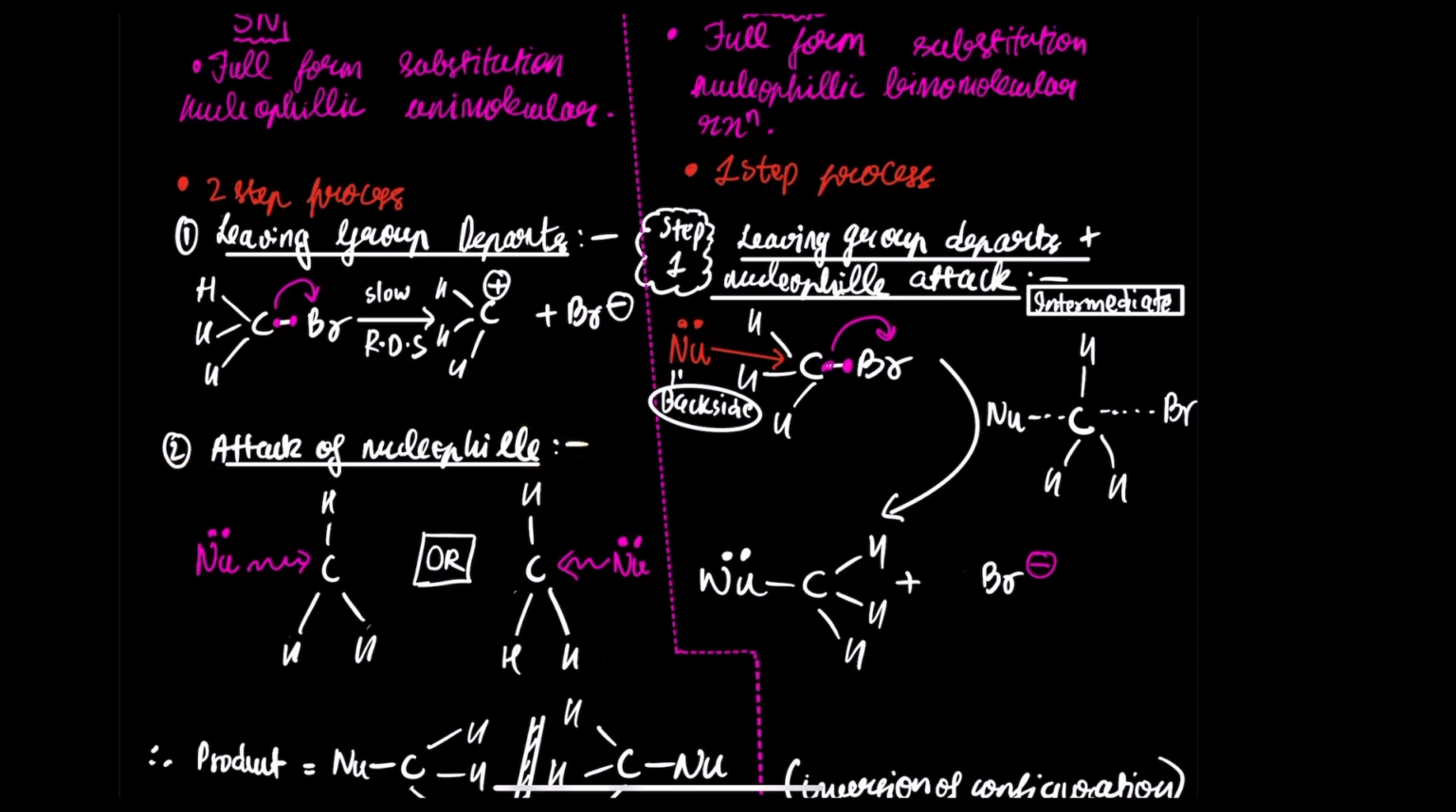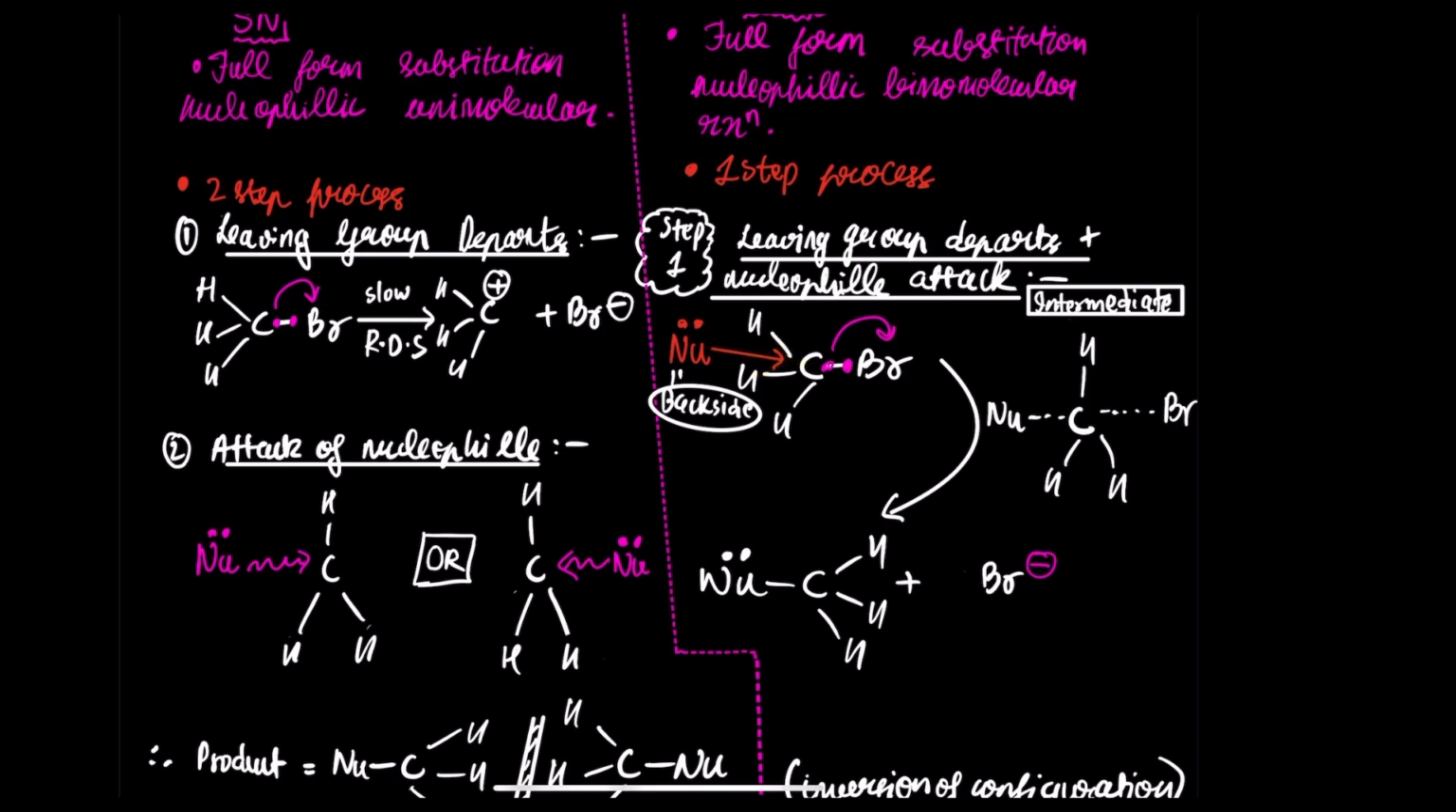But in this case we will have a one-step process, meaning that the leaving group will leave and at the same time the nucleophile will attack. So this nucleophile will attack only from the back side. It has only one possibility, which is a backside attack, because if it attacks the carbon from this side, it will face high repulsion due to this bromine. Hence we will only have the possibility of backside attack to this carbon.